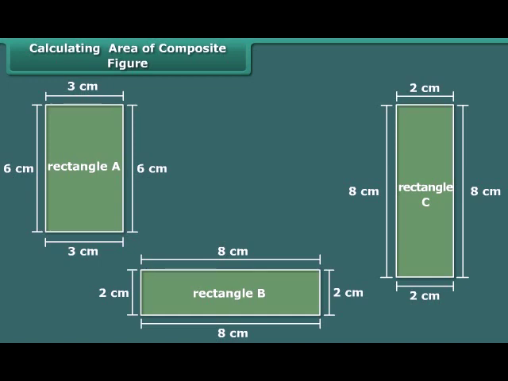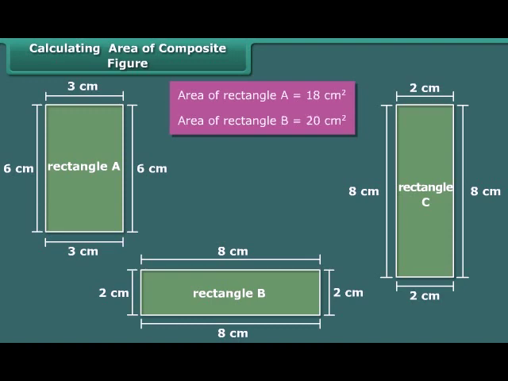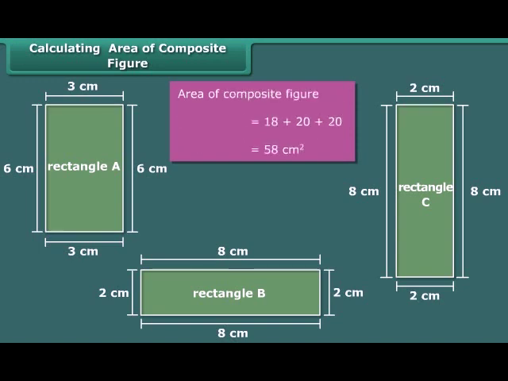Here we can divide the given composite figure into 3 rectangles. Area of rectangle A is 18 centimeters square. Areas of rectangle B and C are the same, that is 20 centimeters square. Thus, the area of the composite figure is 18 plus 20 plus 20, which is equal to 58 centimeters square.